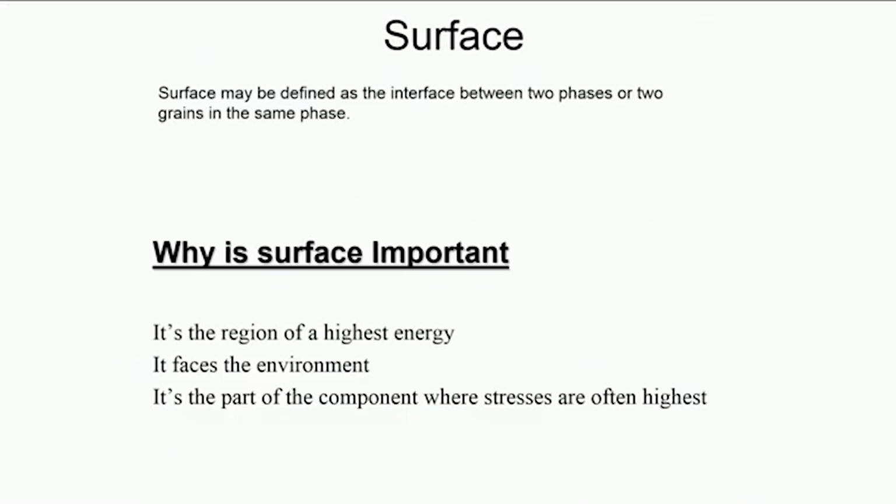Surface plays a very important role in determining many important properties of matter, and it may be defined as the interface between two phases or two grains in the same phase. Surface is very important because it is the region of highest energy, it faces the environment, and it is the part of the component where stresses are often highest.